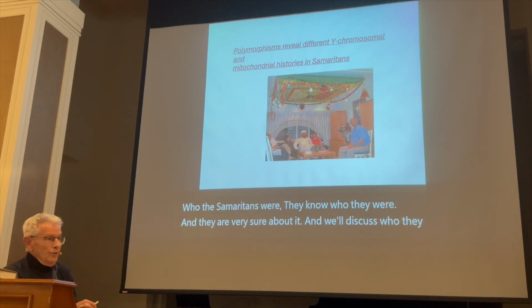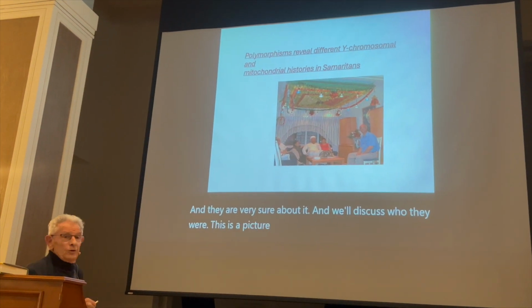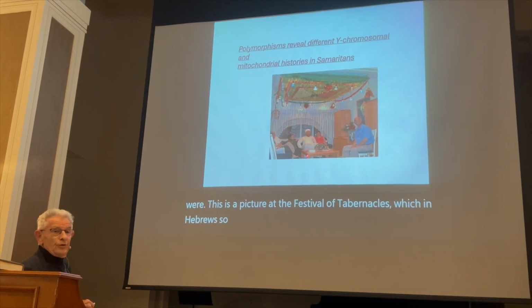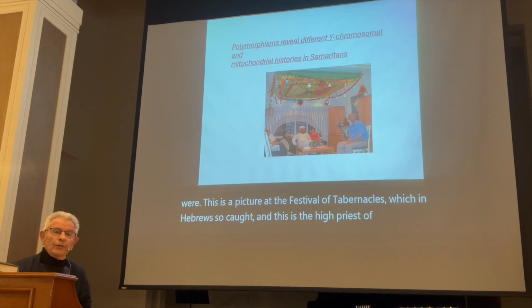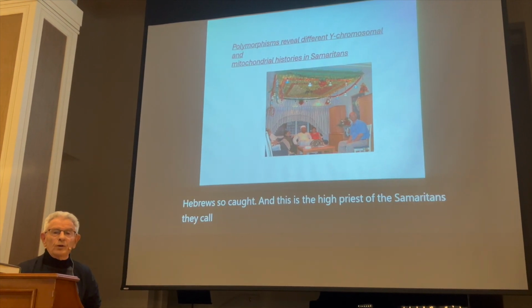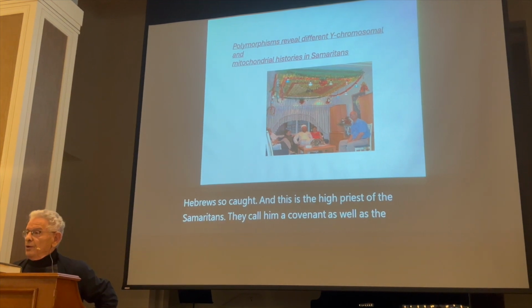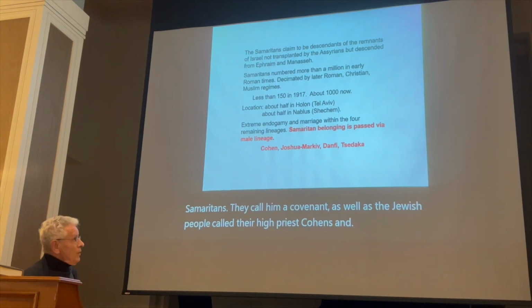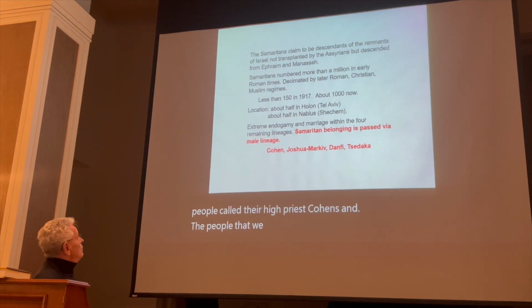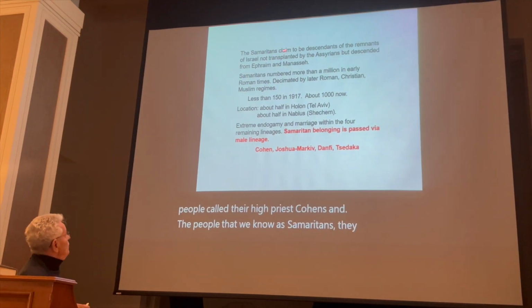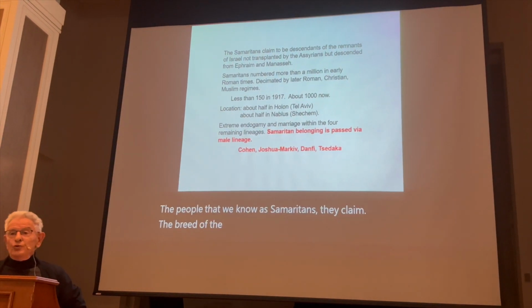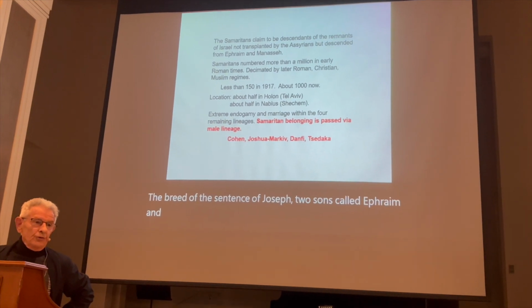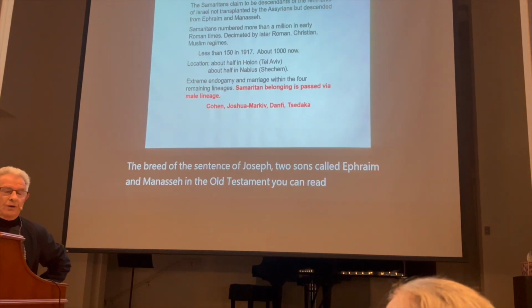This is a picture at the Festival of Tabernacles, which in Hebrew is Sukkot. And this is the high priest of the Samaritans. They call him a Cohen, as well as the Jewish people call their high priest Cohens. And the people that we know as Samaritans, they claim to be the descendants of Joseph's two sons, called Ephraim and Manasseh. In the Old Testament, you can read about Ephraim and Manasseh.